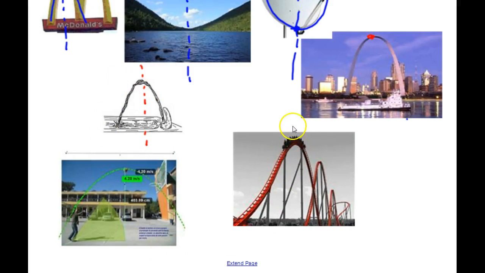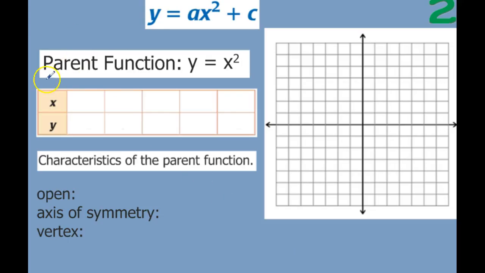Here's another example of a roller coaster, which hopefully all of us will be on the June 1st for our field trip. And then this one's a little bit hard to see, but this is someone shooting a basketball and trying to get it into the hoop. So right at the top there is when we have the maximum point of our parabola. So these are all examples of parabolas in real life. We're going to graph first our parent function, y equals x squared. Now this is a function that we're going to compare every other function we graph to. So make sure you pay attention to this graph.